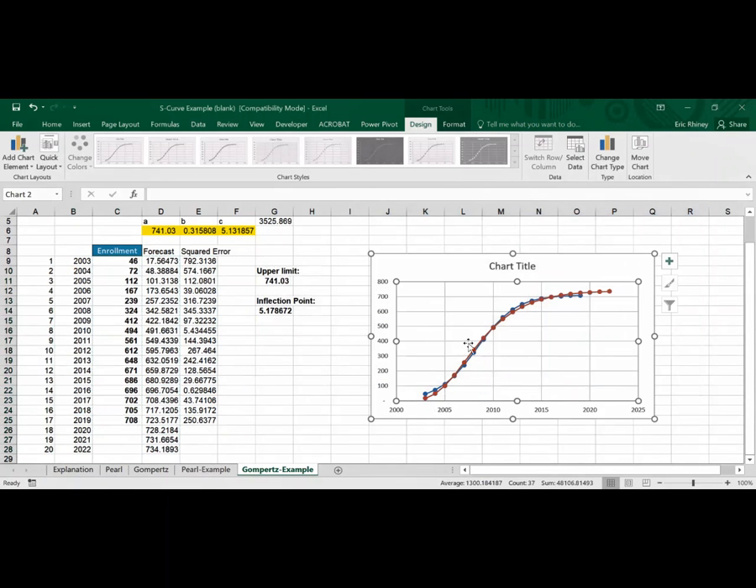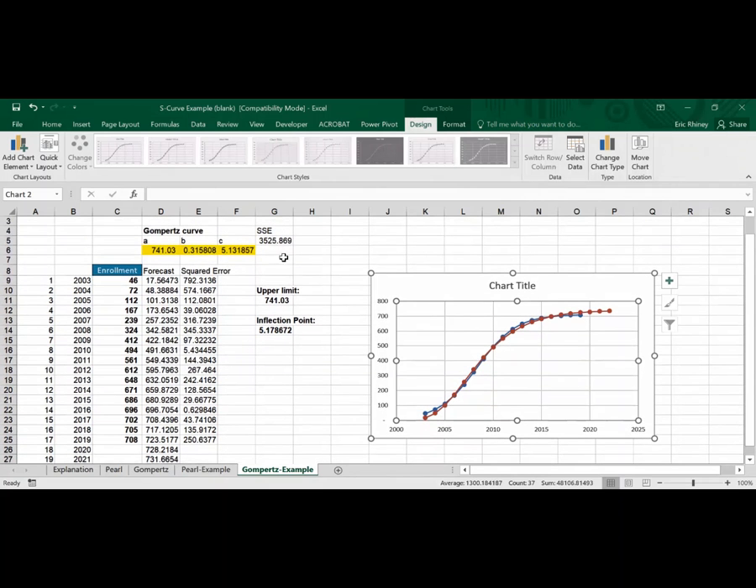All right, so the blue line is our actual, and then our red line is our forecast, and you can see that it's pretty much on top of our actual, and that's a good sign. So it looks like we have a pretty accurate understanding. Now, if you remember correctly, the Pearl kind of leveled off a lot more here, while it looks like the Gompertz has gone up a little bit, but it's still leveling off. It's going to level off, remember, at 741. That's our upper limit. All right.